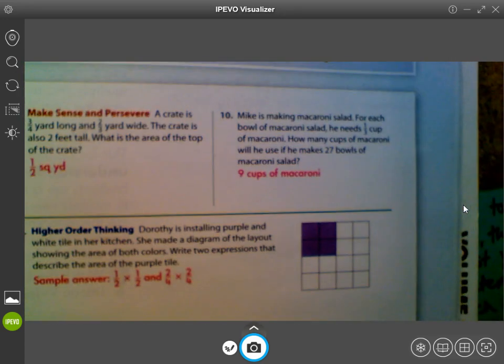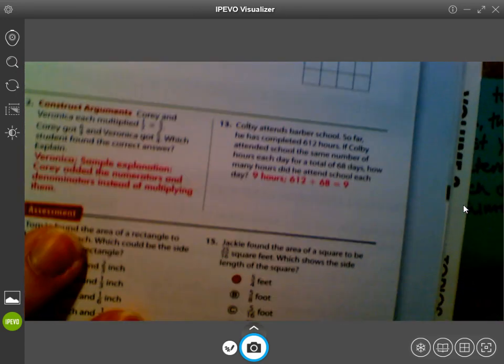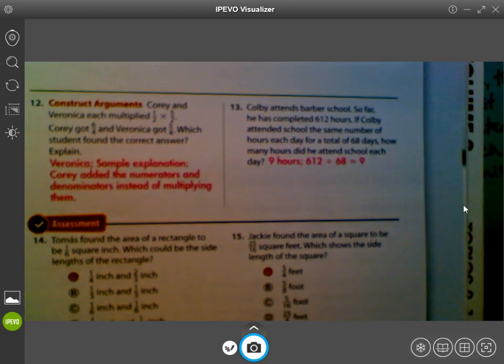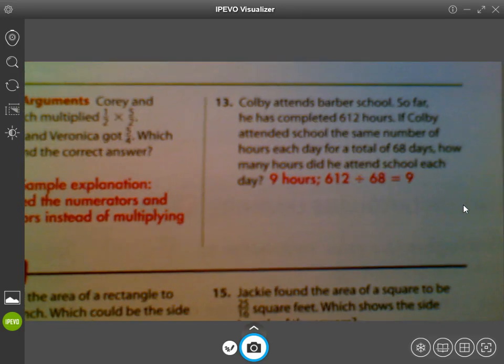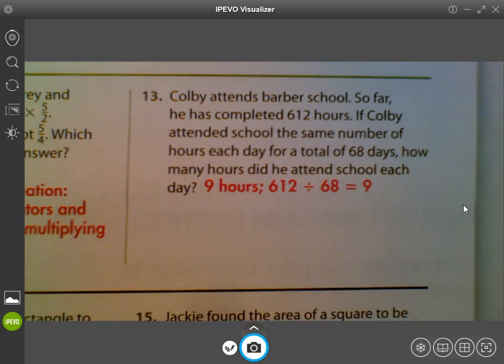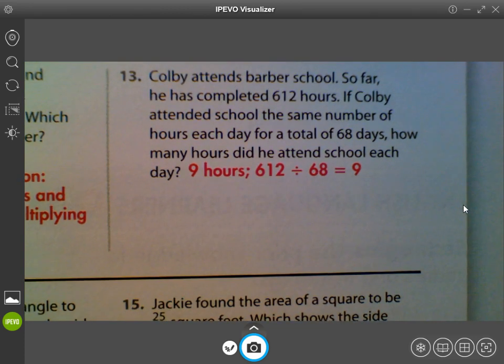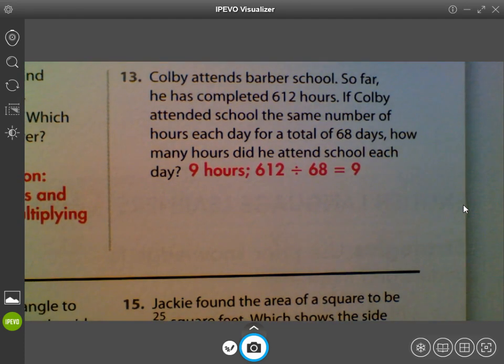So 5th grade, for number 13, it said, zoomed in, there we go. All right, Colby attends barber school. So far, he has completed 612 hours. If Colby attended school the same number of hours each day for a total of 68 days, how many hours did he attend school each day?